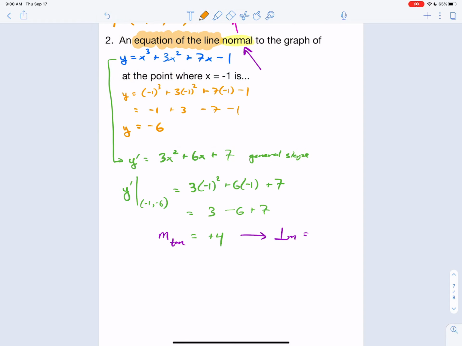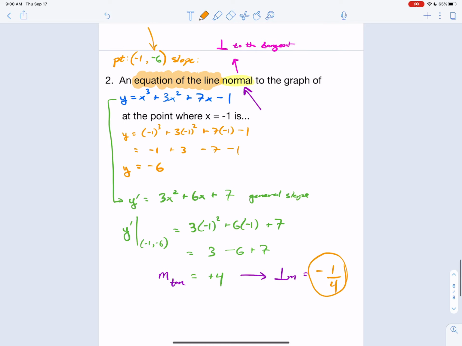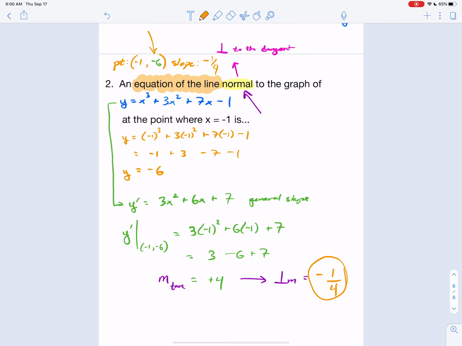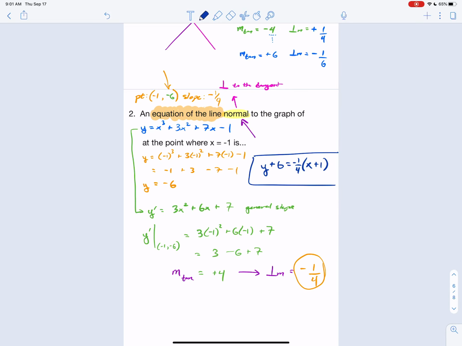That's just going to be negative, opposite, and then the reciprocal. And that's exactly what you're going to use right there. So now we know that the slope is -1/4. So my equation, which I'll write in dark blue here, is going to be y minus -6. So that's going to be y plus 6 equals the slope times the quantity x minus -1, which is x plus 1. There you have it.